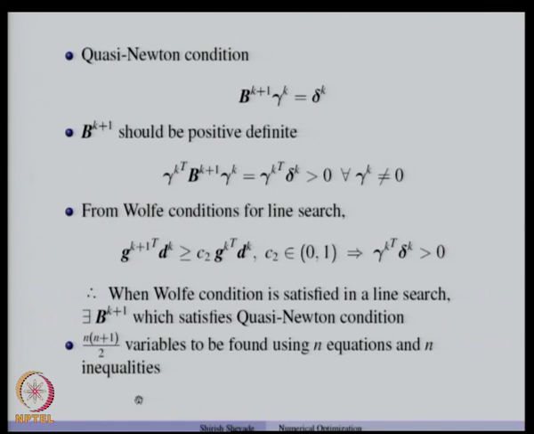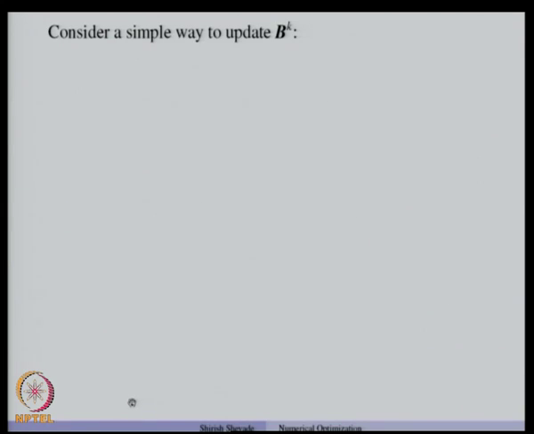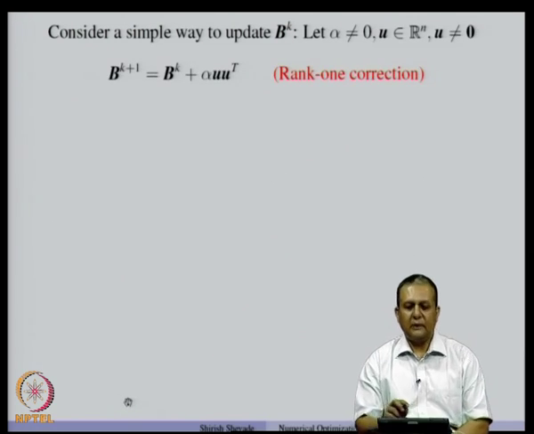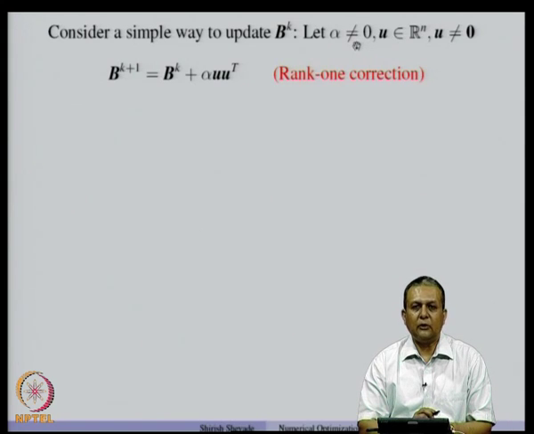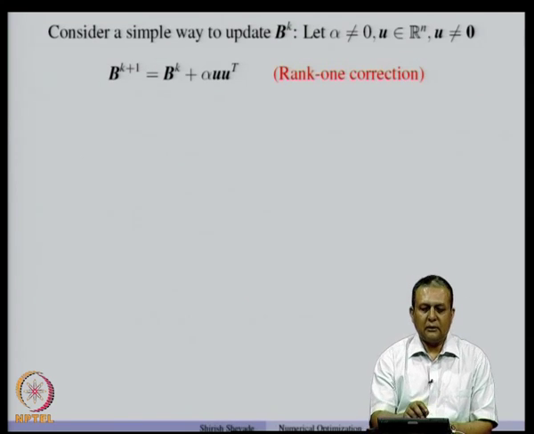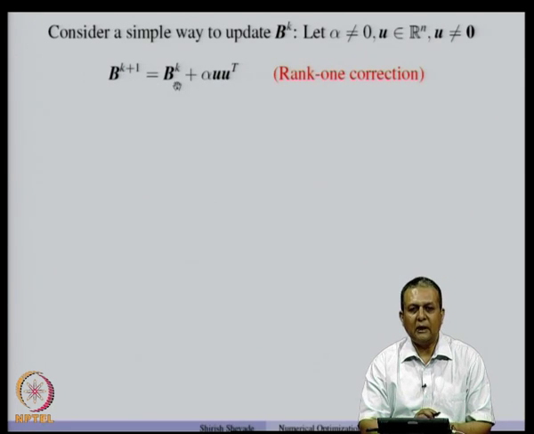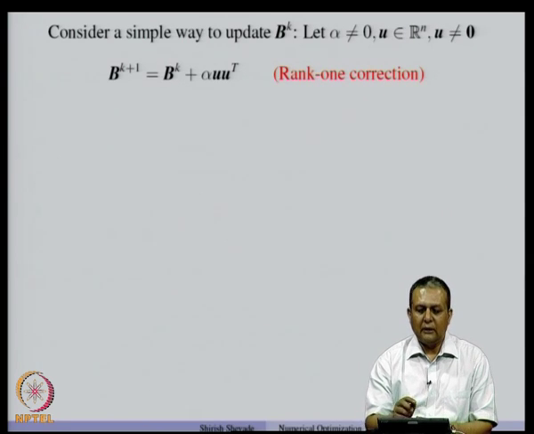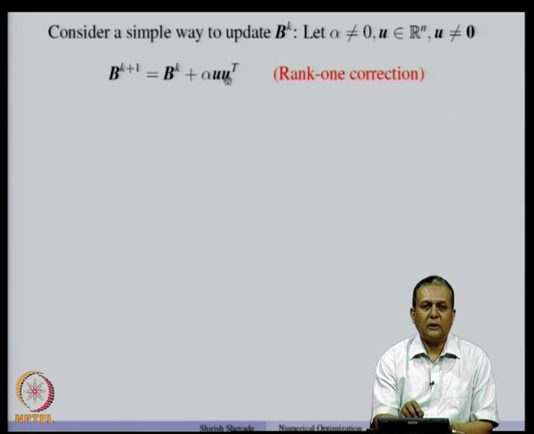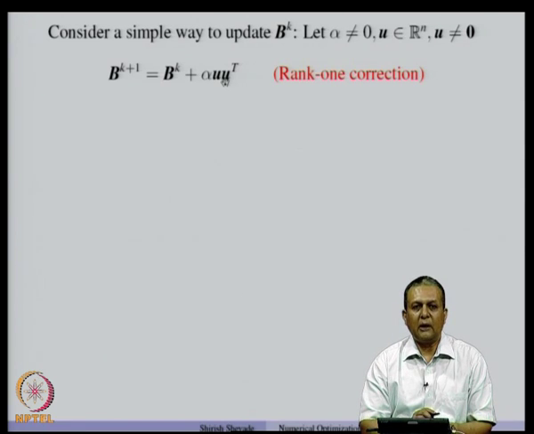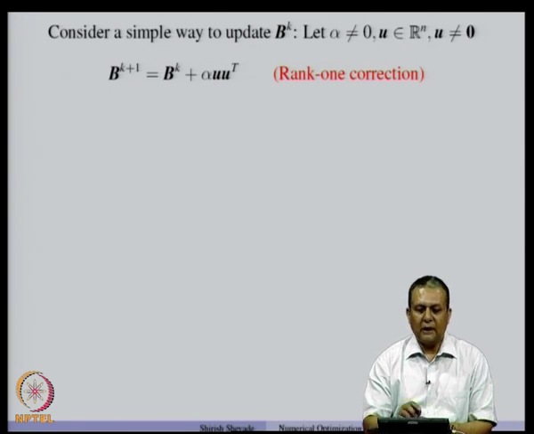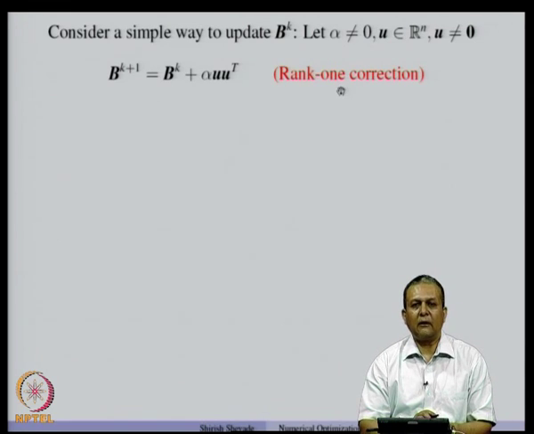Now, let us look at some simple ways of finding Bk plus 1. So, let us consider a simple way to update Bk, and let us assume that alpha is a scalar which is non-zero, and u is an n dimensional vector which is again non-zero, and let us update Bk to Bk plus 1 as Bk plus 1 is equal to Bk plus alpha uu transpose. Now, alpha is a scalar, uu transpose is a symmetric matrix of rank 1. So, that is why this is called the rank 1 correction.